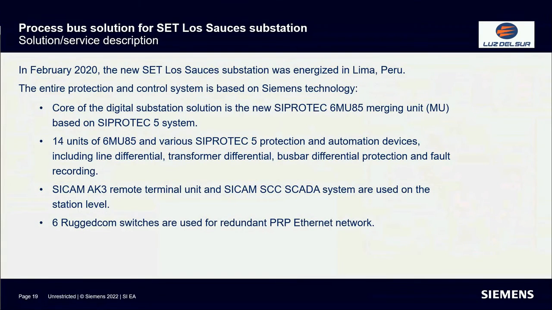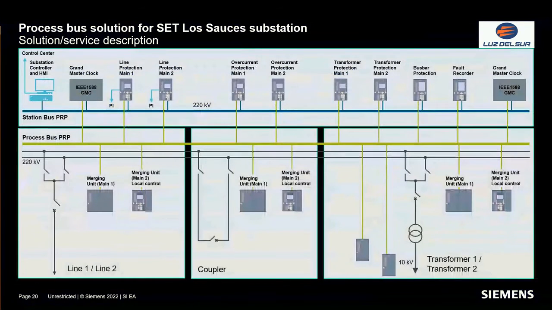Okay, Andreas, please, next slide. Okay. I was explaining about the solution for Luz del Sur Setlos Houses. As I mentioned, as a core of the solution, we use our SIPROTEC 5 platform, with the devices 6MU85. We supplied 14 devices as merging units and several SIPROTEC devices for control and protection, which were included in the solution for lines, transformer, coupler, and busbar differential protection.